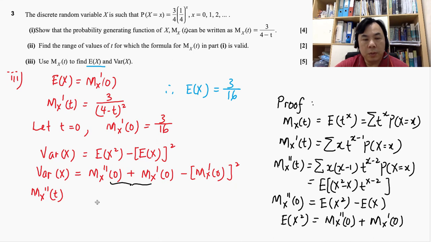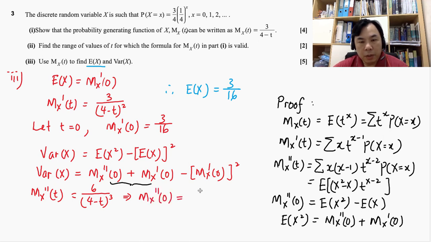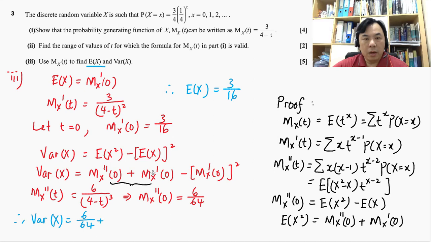So the second derivative for this will be, let me see, that will be negative 6 positive 6. Okay, so that will be 6 over 4 minus t cubed. Okay, and then by letting the t go to 0, therefore my second derivative would be 6 over 64. Right, and then therefore from here I can conclude that my variance of X will be 6 over 64, added up with my expected value, which I got from here, and then finally I need to subtract off the square here.